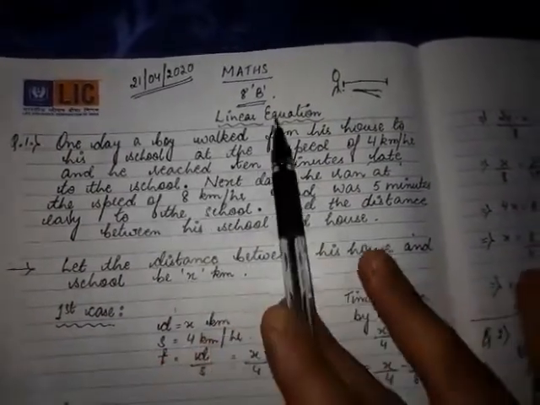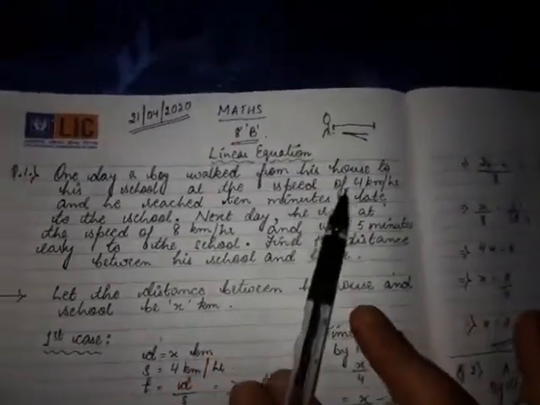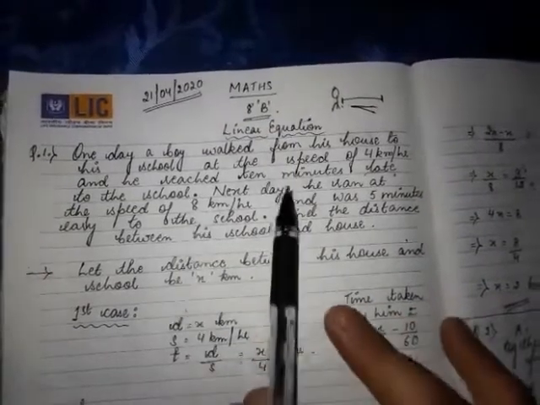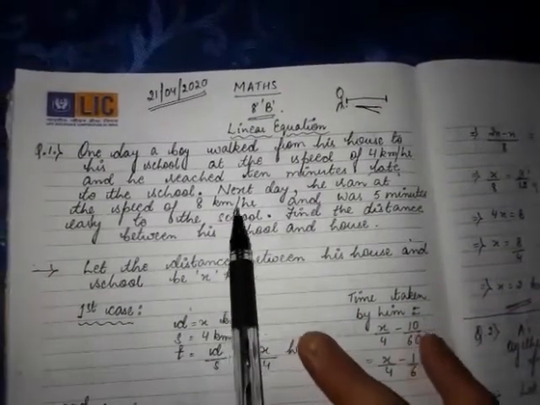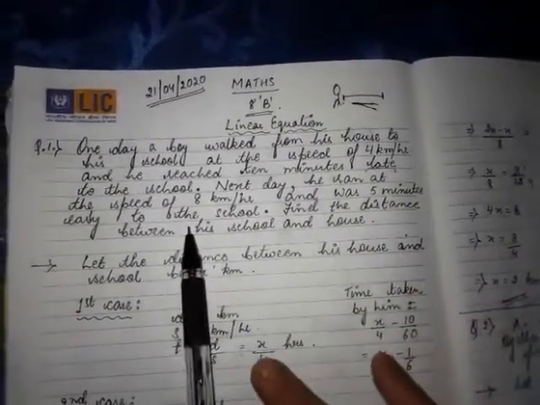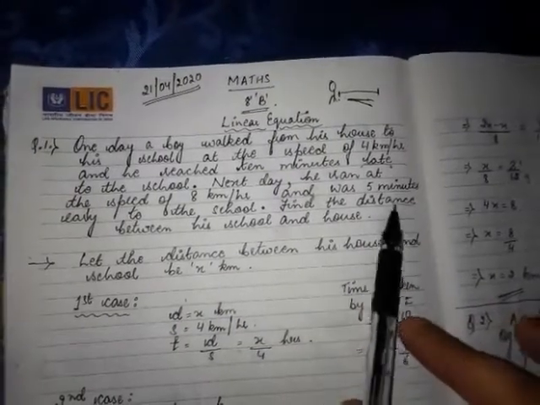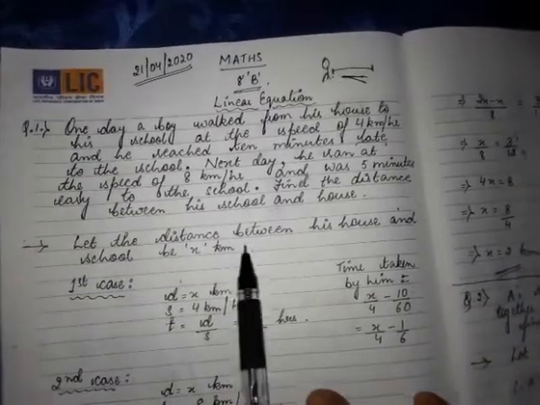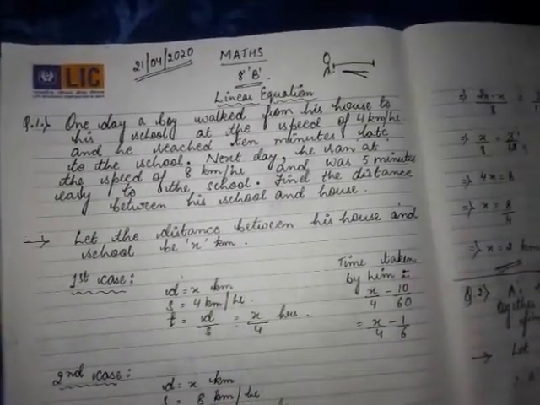One day a boy walked from his house to his school at the speed of 4 km per hour and he reached 10 minutes late to the school. Next day he ran at the speed of 8 km per hour and was 5 minutes early to the school. Find the distance between his school and house. So let the distance between his house and school be x kilometer.